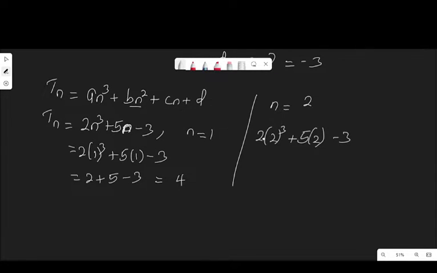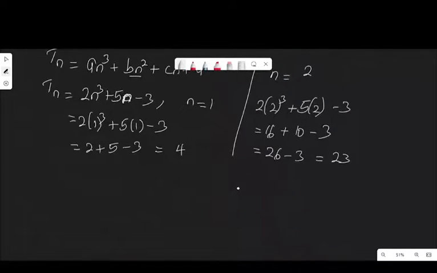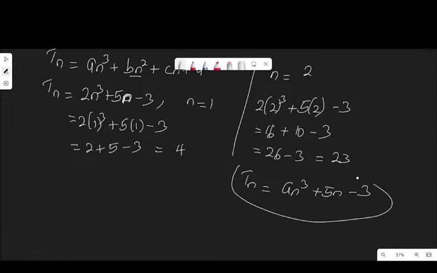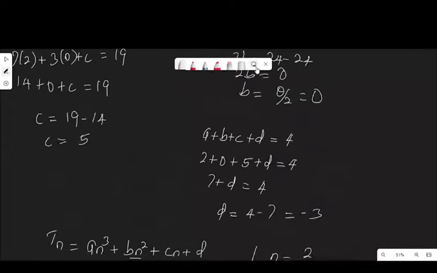2 to the power of 3 is 8. 8 times 2 is 16, plus 10 minus 3. 16 plus 10 is 26. 26 minus 3 is 23. Of course, that is the second term of that sequence, 23. That means our formula is Tn equal to an to the power of 3 plus 5n minus 3. This formula is correct. Okay, that is that for the second one.